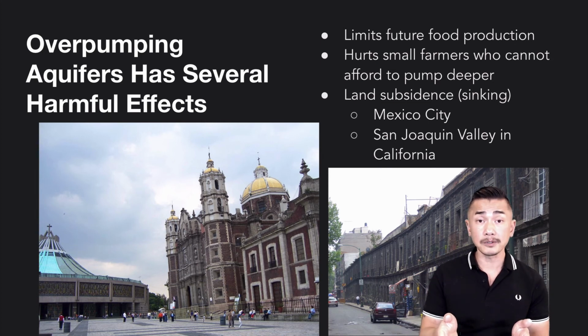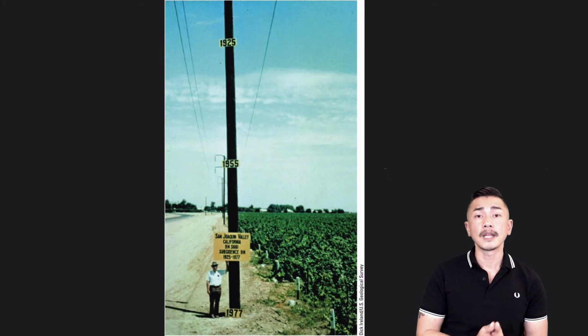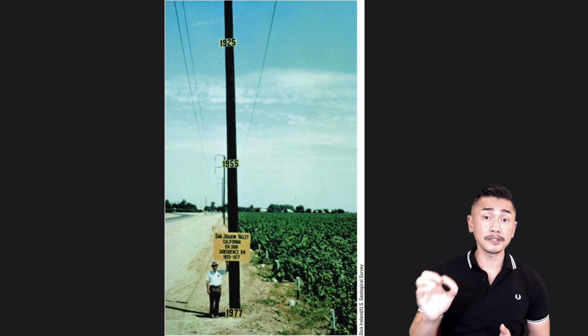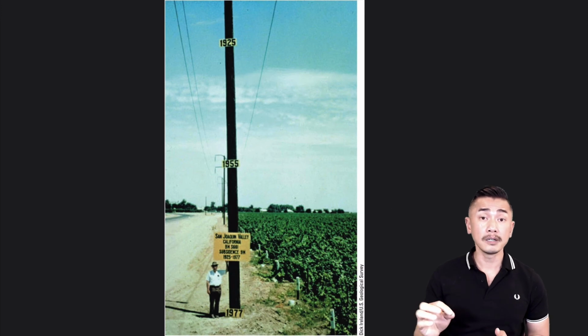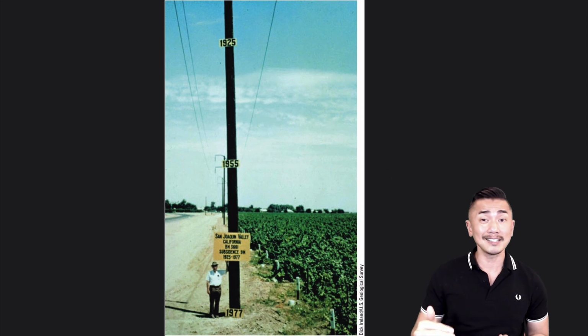In these photos, you can see the tilting and buckling of buildings due to land subsidence in Mexico City. In this photograph, taken in the San Joaquin Valley of California, you can see land subsidence between 1925 and 1977 caused by overpumping of groundwater in aquifers.